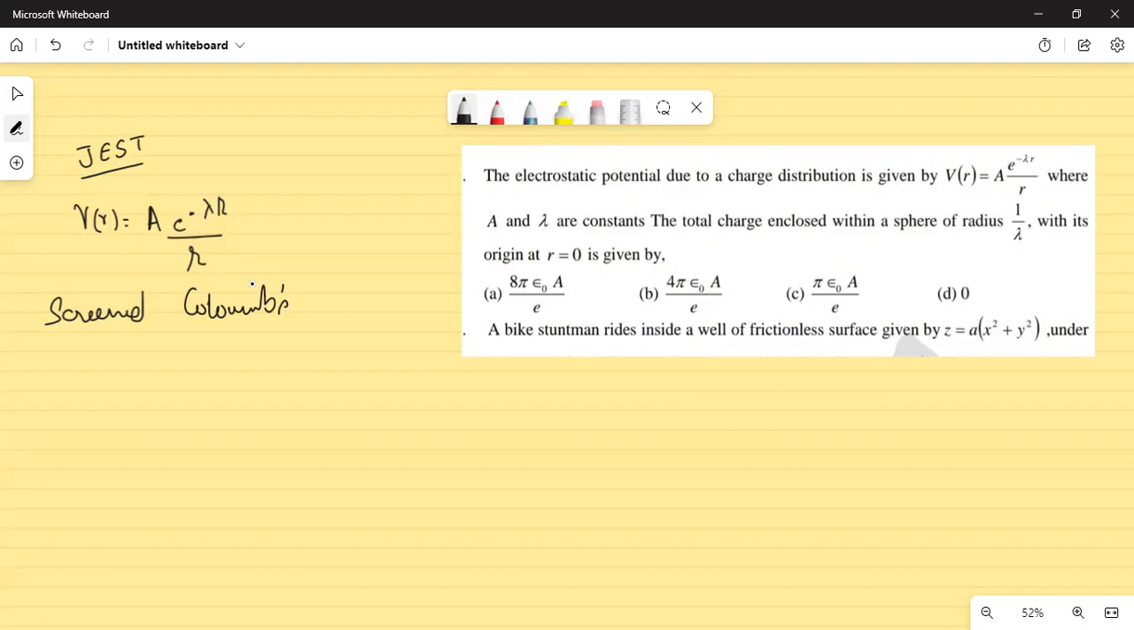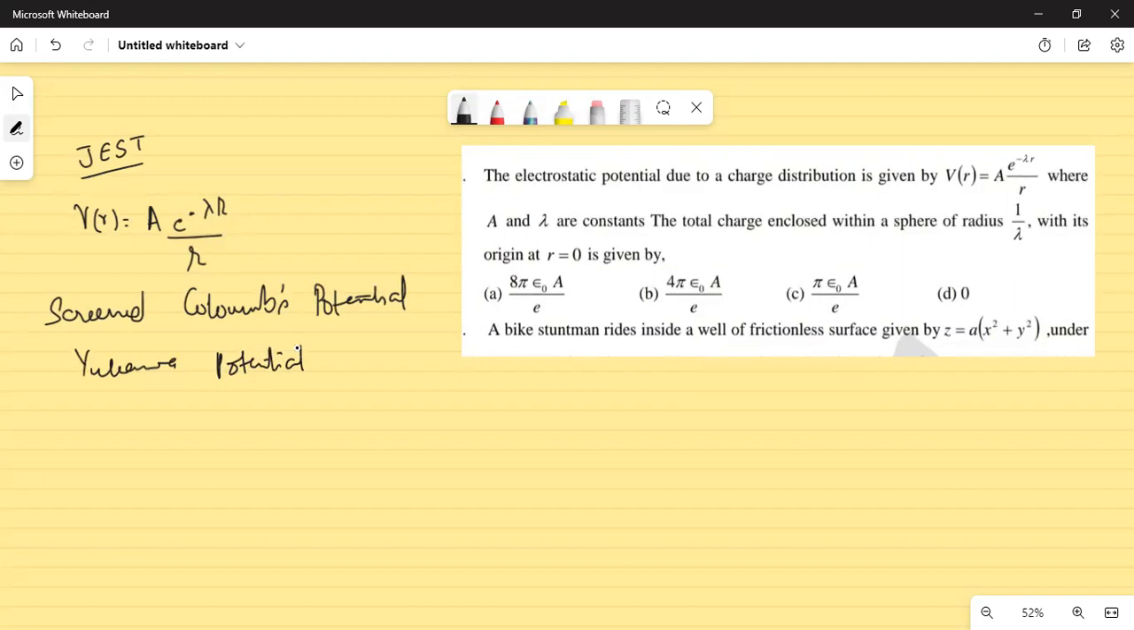I have two things to do. The first thing is, this is sometimes called a screened Coulomb potential, or at times also referred to as the Yukawa potential. This is just for information. I'm giving you a slight piece of information.